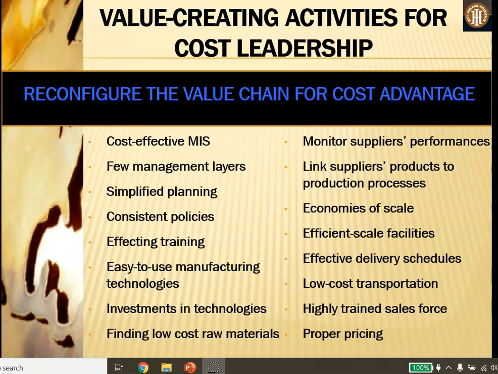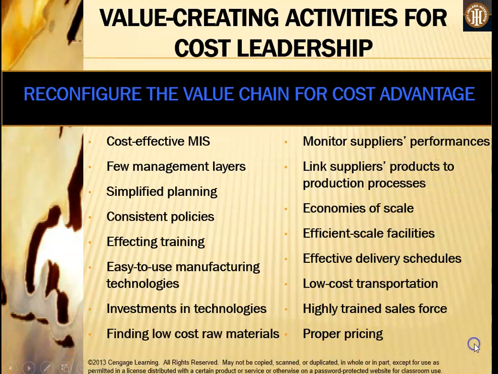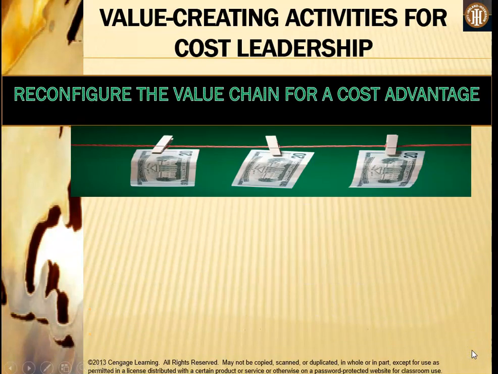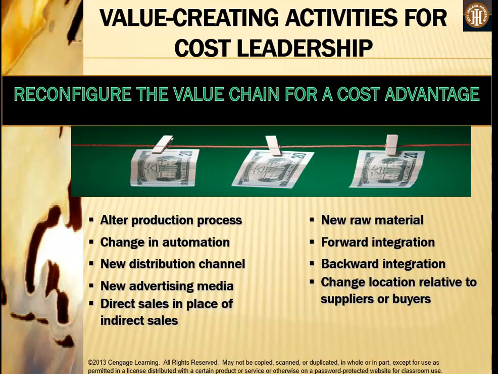They may further decide to reconfigure to include or alter their production processes, change in automation, which means that they may automate some functions that were done by persons previously. They may have a new distribution channel, new advertising media, direct sales in place of indirect sales, may get new raw material, may also decide to either forward integrate or backward integrate. We will look at those in Unit 5. They may also change location relative to suppliers or buyers.